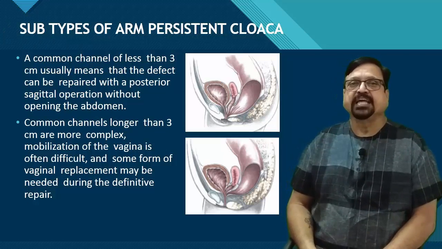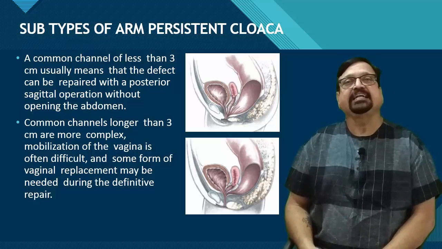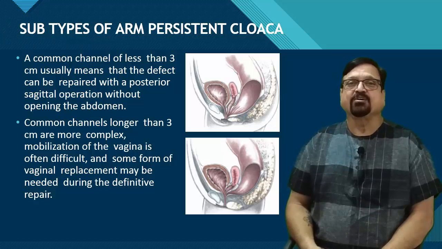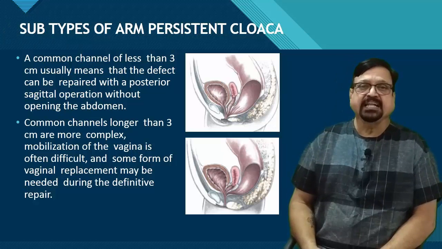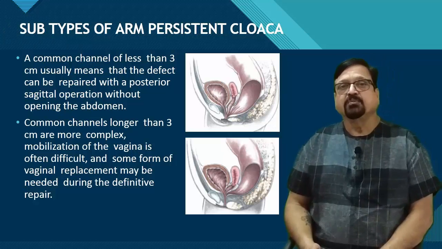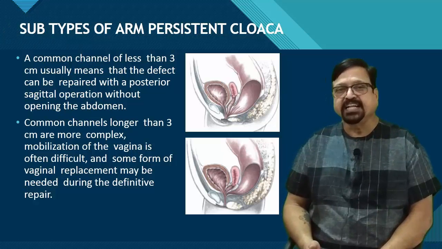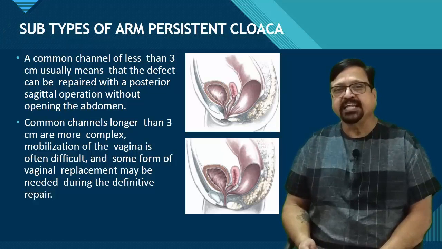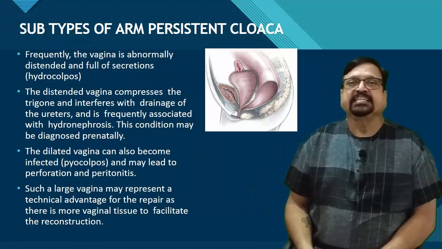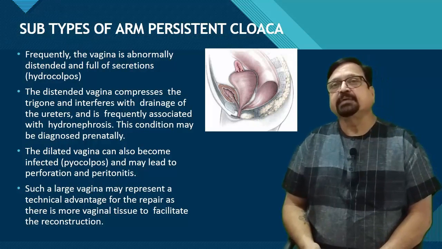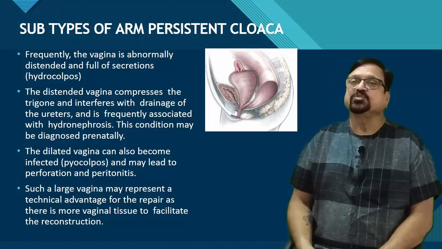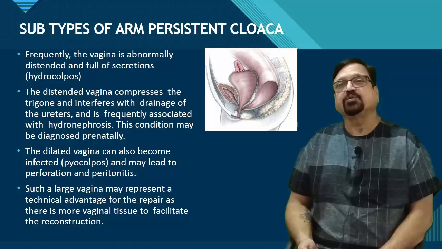In this condition, a common channel of less than 3 centimeters usually means that the defect can be repaired with a posterior sagittal operation without opening the abdomen. A common channel longer than 3 centimeters is more complex. Mobilization of the vagina is often difficult and some form of replacement may be needed for the vagina during the definitive repair. Now, in persistent cloaca, the vagina is frequently abnormal, distorted, and full of secretions. So these are different types of cloacal abnormalities that we are seeing.